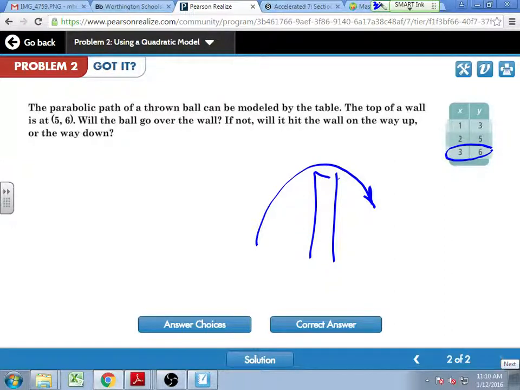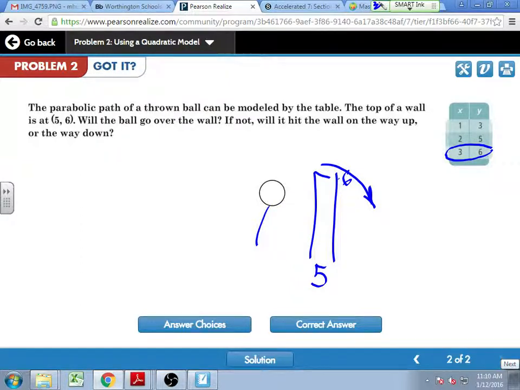So if this wall is at 5'6", my ball is already that high, but it's not far enough over yet. So it might keep going upward, or that might be the maximum point. That might be the vertex, and then it'll hit the wall. Or it might keep going upward, but still not go far enough, and it might start to go down before we get to the wall. So we have to figure out the parabola. We have to figure out the equation.